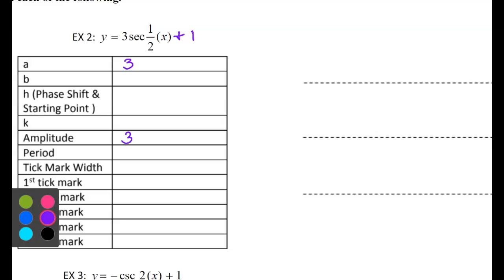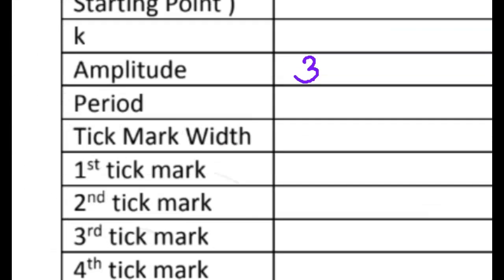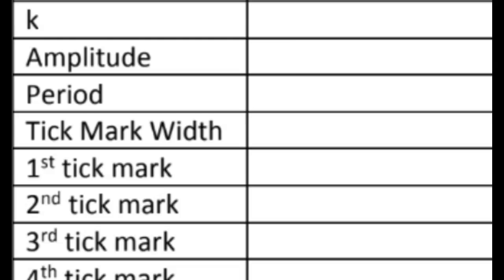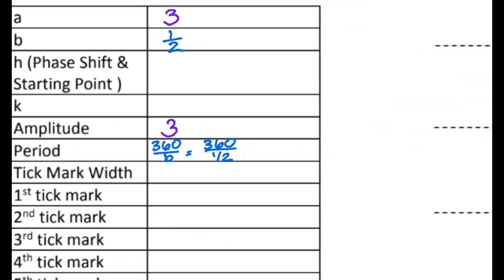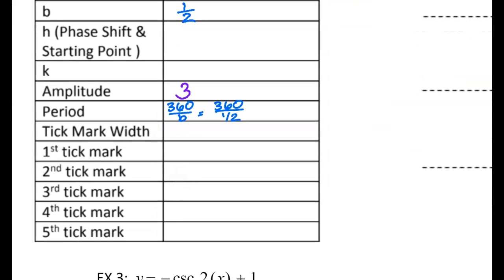What is our B value? 1/2, yes. Which we know B affects what? The period. And we know that we can find period by doing 360 divided by B. So we have 360 divided by 1/2, which I'm glad that we have this problem because I think some people have forgotten how to do this. I'm going to do it at the bottom here.